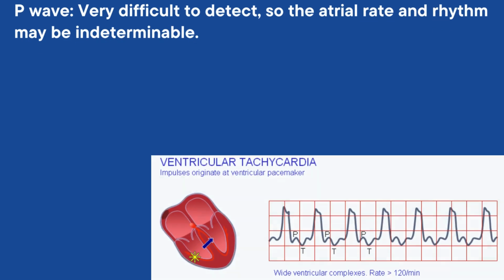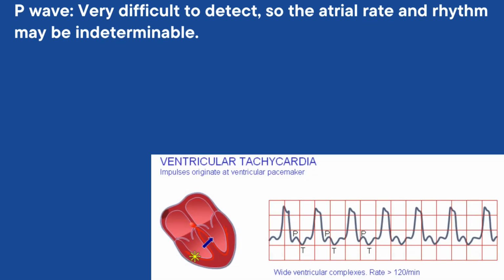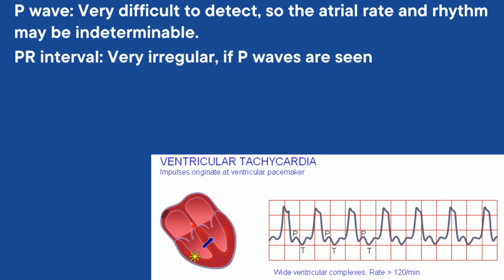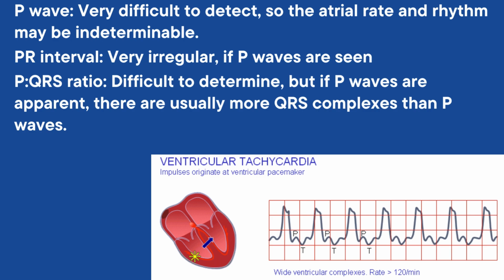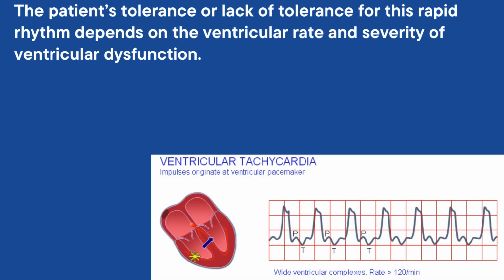It is very difficult to detect the P wave, so the atrial rate and rhythm may be indeterminable. PR interval will be irregular if P waves are seen. P to QRS ratio is difficult to determine, but if P waves are apparent, there are usually more QRS complexes than P waves. The patient's tolerance or lack of tolerance for this rapid rhythm depends on the ventricular rate and the severity of ventricular dysfunction.